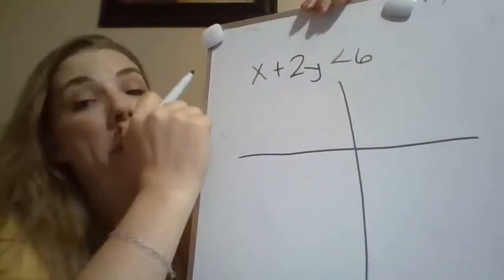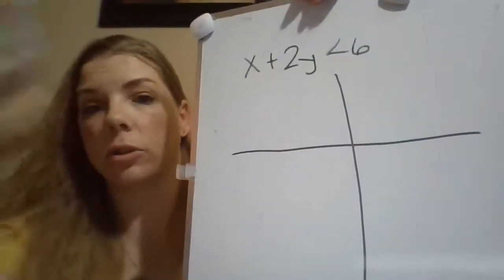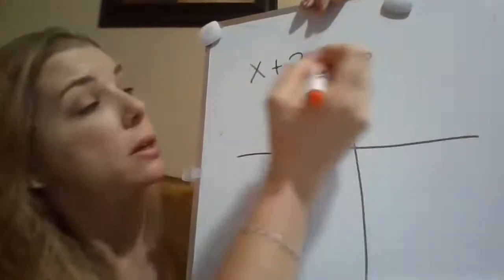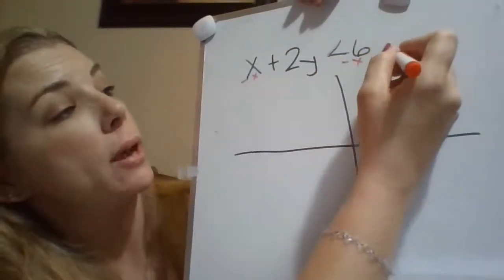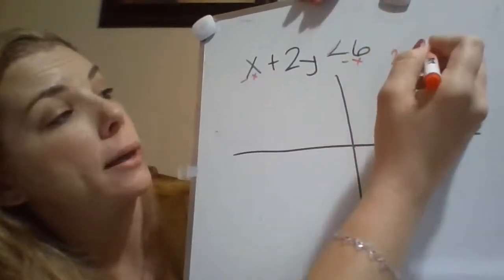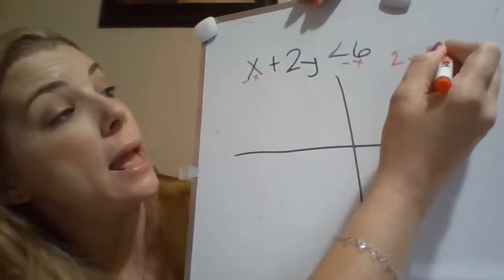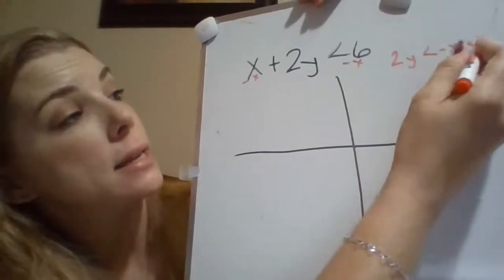Okay, so when you graph these things, the first thing you want to do is put this in slope intercept form. So I'm going to move these around. Okay, so we're just going to subtract x from both sides. So now we have 2y is less than -x plus 6.